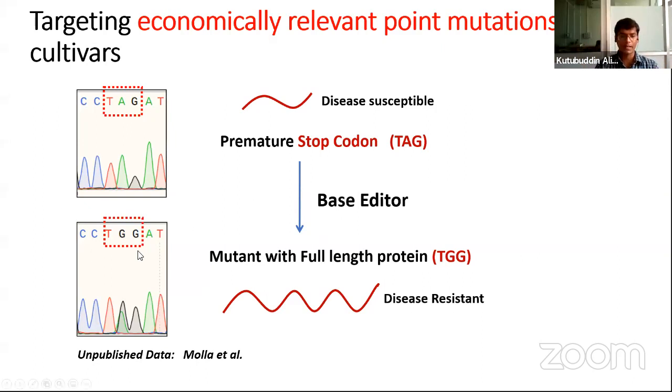Now, when we apply base editor, we could change this TAG to TGG. You can see TAG has been changed to TGG by using base editor. So A has been changed to G. So now there is no premature stop codon. So this mutant would produce the full length of protein and it would be disease resistant. So this work is still going on.